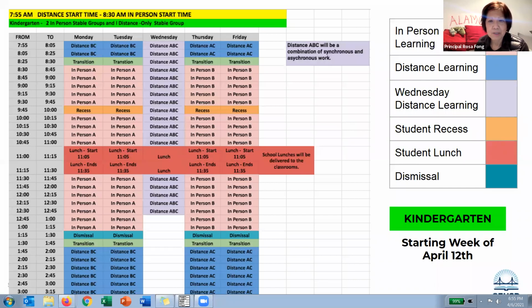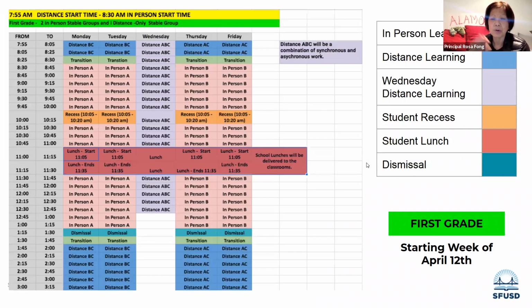Josh, can you go on to the next slide? And for kindergartners, we are beginning this schedule next Monday. This is first grade, okay? So if you have children in the first grade, this is what it looks like. It's very similar to the kindergarten schedule.